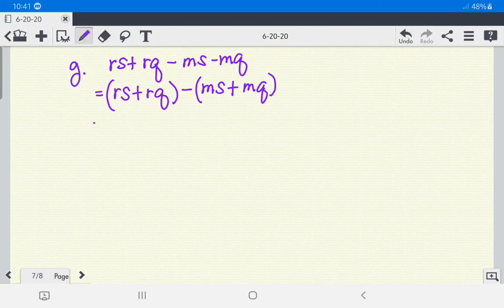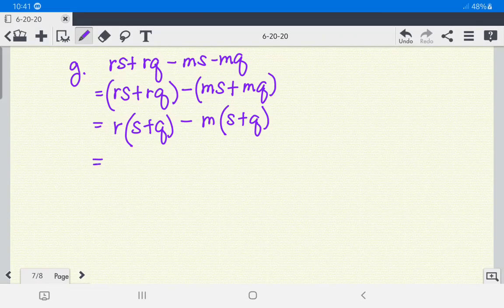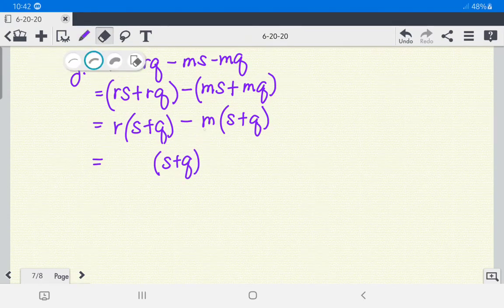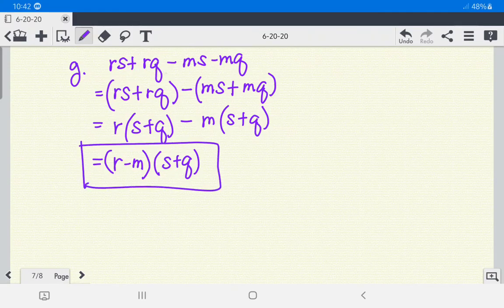Next, get the common monomial factor, which is R. The other factor is S plus Q. Then minus, here the common monomial factor is M. So write M times the other factor, S plus Q. As you can see, there is a common factor, which is S plus Q. So you will just copy S plus Q, and for the other factor, you write R minus M. So R minus M and S plus Q are the factors of RS plus RQ minus MS minus MQ.